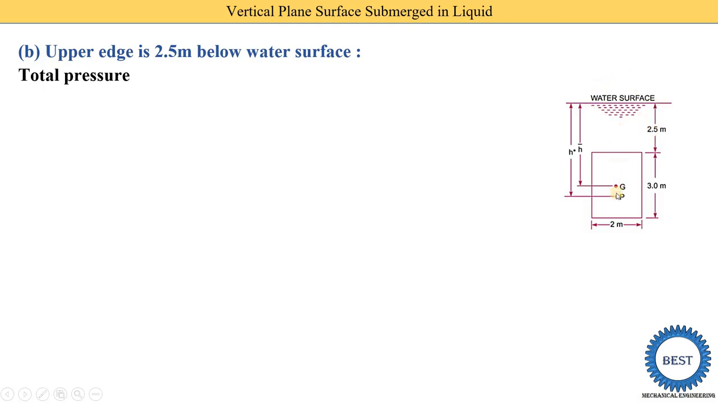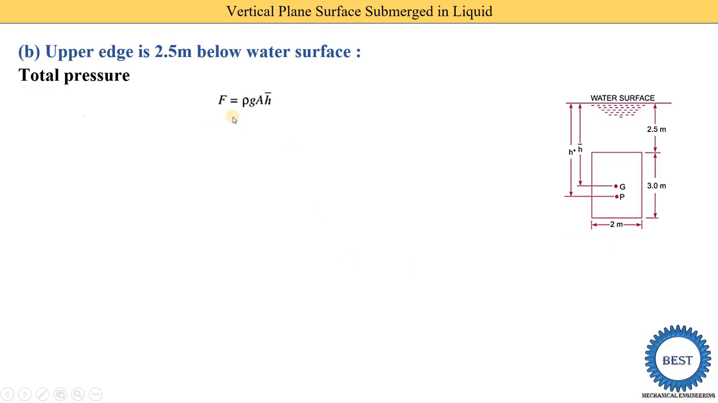And here we mark the G point and P point. The free surface to the G point distance is H bar. From the P point to the free surface, the distance is H star. Here we mention the dimensions, which are the same as the last case. So now we find out F.